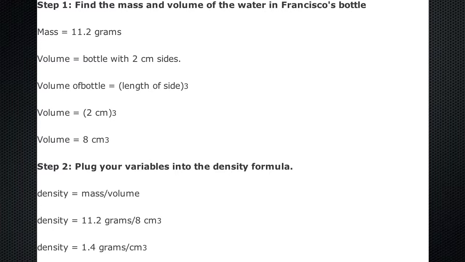Alright, now step 2. Can you follow along? Plug your variables into the density formula. Density, as we know, is mass over volume. The density is 11.2 grams over 8 centimeters cubed. So the density, after doing some difficult division, would be 1.4 grams over centimeters cubed.